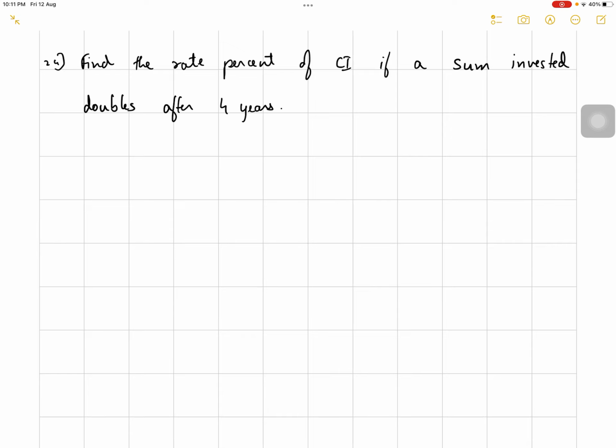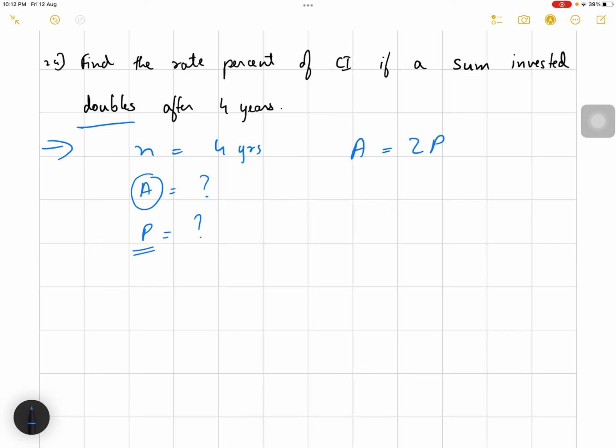So in this question we know n, which is 4 years, or we can say t is 4 years. A we don't know, P also we don't know, but we know that the sum invested doubles after 4 years. That means amount will be 2 times of P, that means A will be equal to 2P. If principal is 100, amount will become 200.